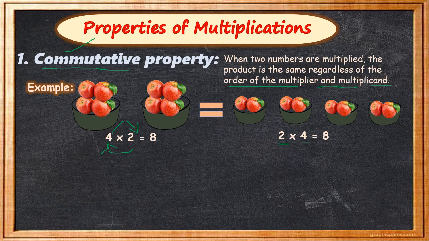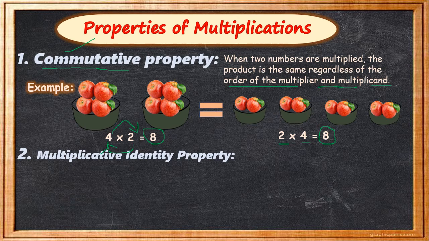Earlier it was 4 into 2. Now it is 2 into 4. But the product is same. Is it clear, children? Commutative property is clear. Now let's see what is next.